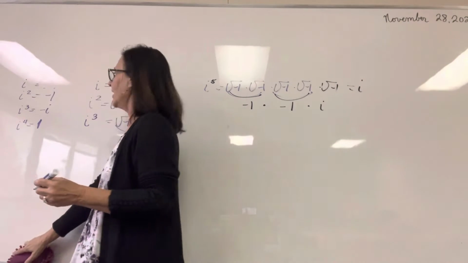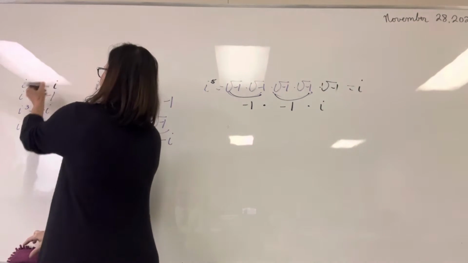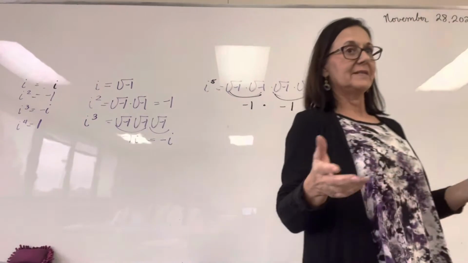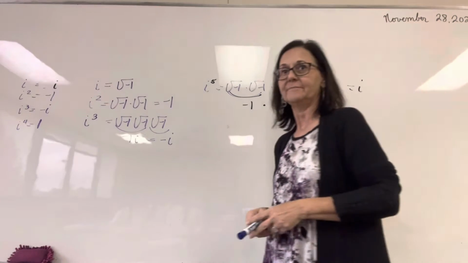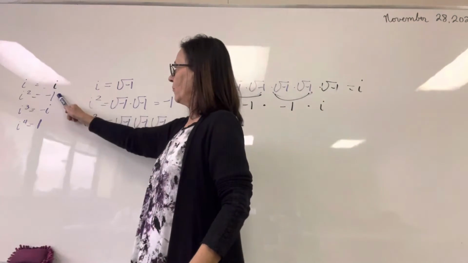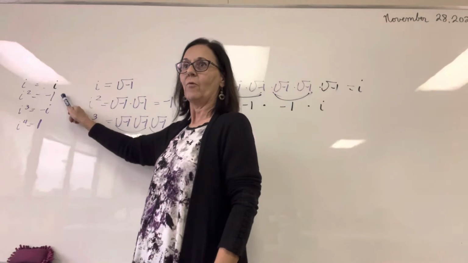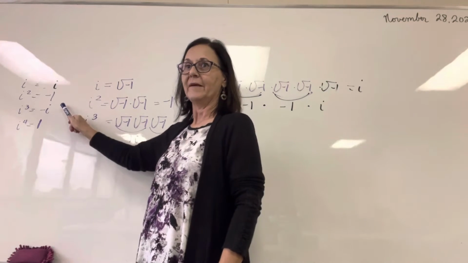Everybody understand, look. We've got a pattern. Okay, I'm going to teach you my Miss Haleyism. You ready? i, negative 1, negative i, 1. The middle two are negative.